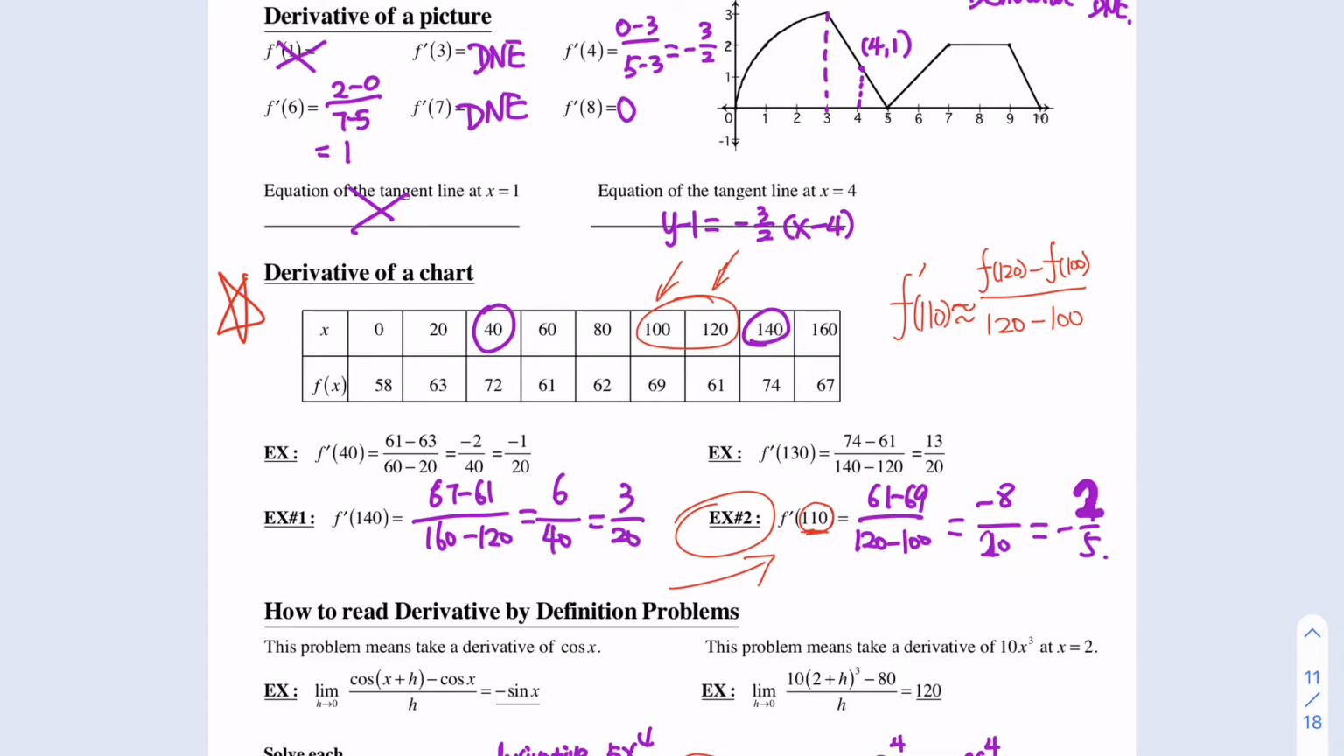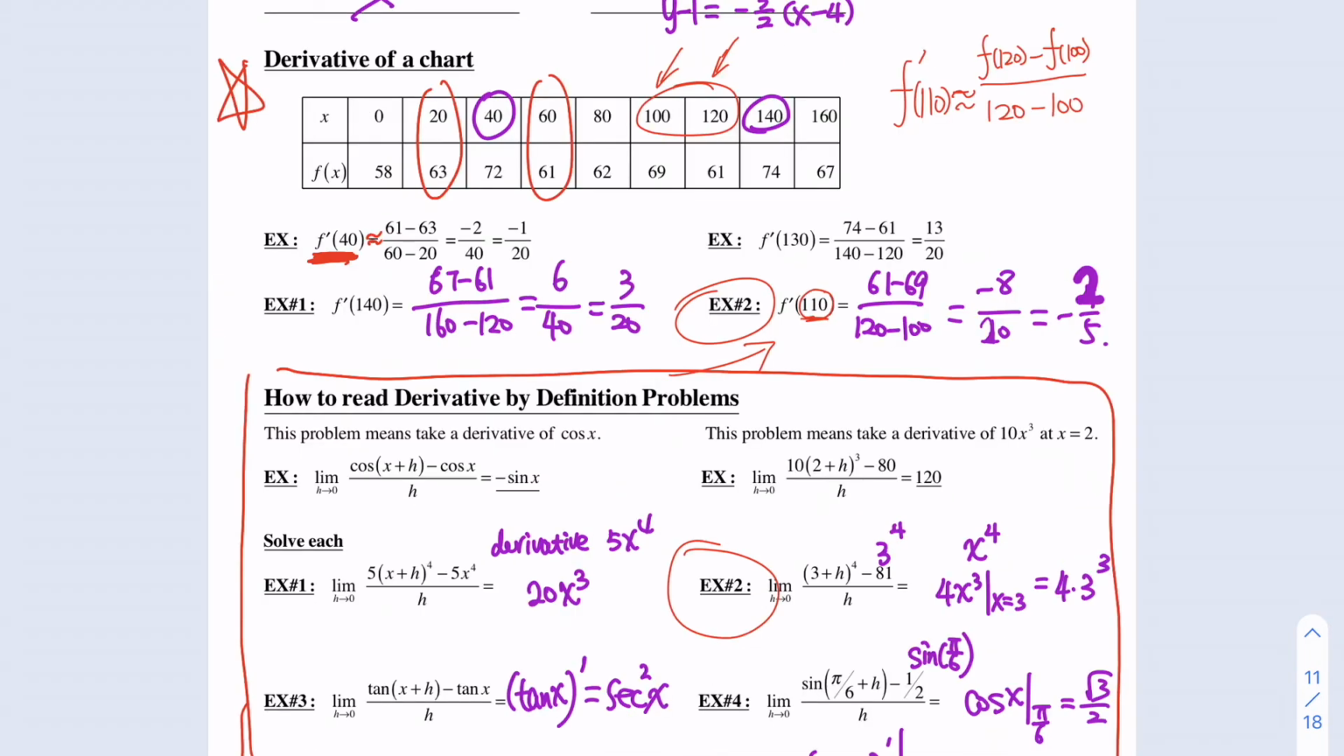Given a table, how do you use the secant line to approximate the tangent line? Examples here tell us how do we find the derivative using the definition. For example, you have to realize this is the definition of the derivative. So basically on the left side, we are looking for the derivative of cosine, give us what? Negative sine. Sometimes it's not that obvious.